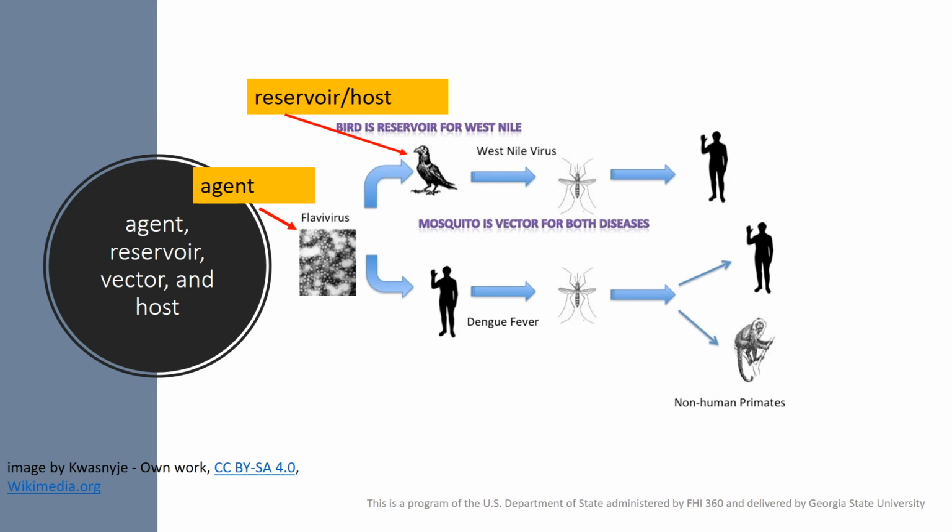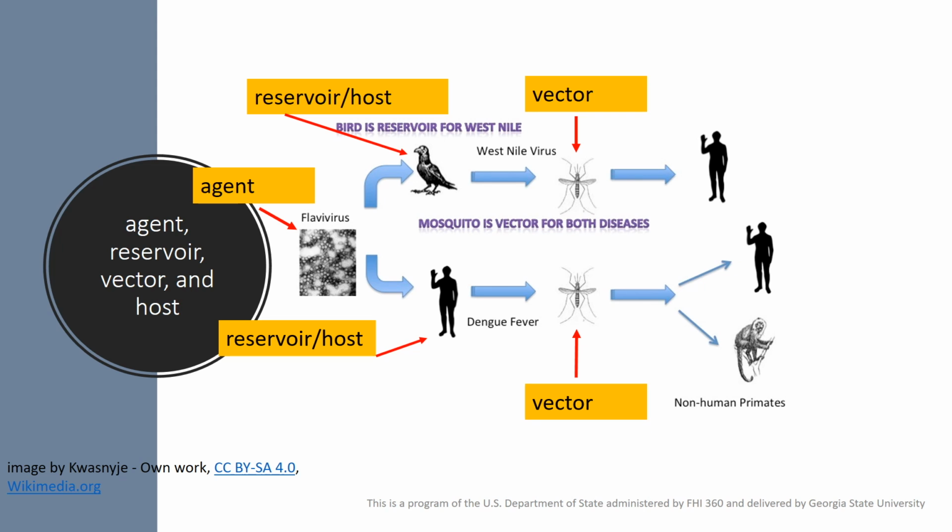The bird here is a reservoir of the West Nile virus, and this person here is a reservoir of the dengue fever. So the reservoir does not necessarily have the disease, but they have this virus that causes the disease. They might not be sick, but they have the virus.